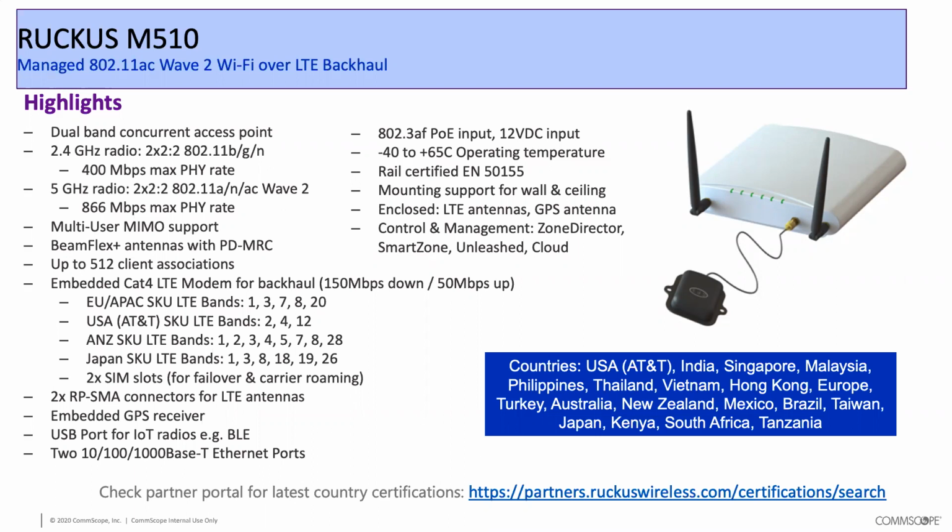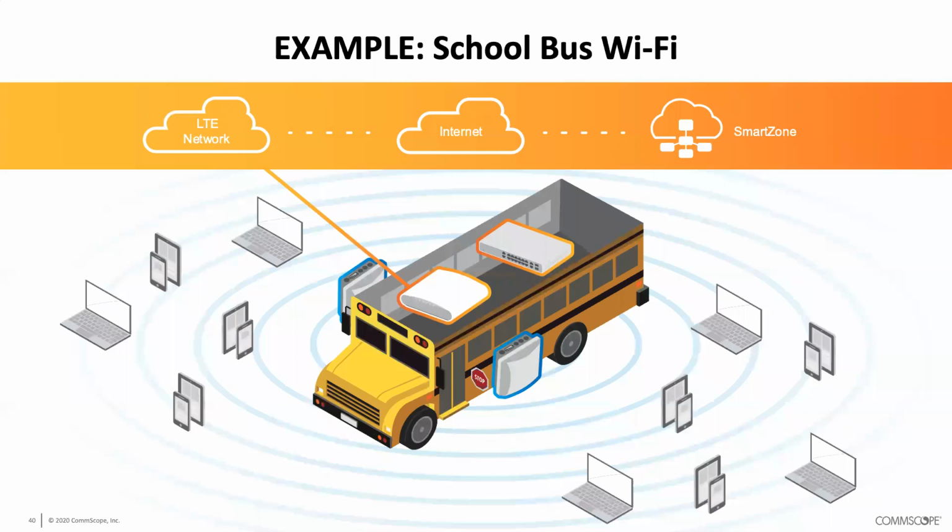So what you can see on the right, the two vertical black antennas, those are the LTE antennas, and that little black puck is the GPS antenna. So what this allows you to do is to use an LTE signal to provide backhaul so that you don't have to run fiber or copper. As long as you have that LTE signal, you can then convert that to Wi-Fi and get the users on the internet. And one example of where we see this is in school bus Wi-Fi.